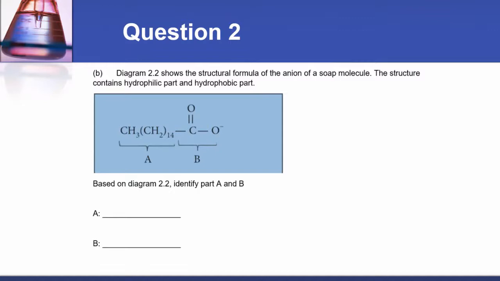The structure contains a hydrophilic part and a hydrophobic part. Based on diagram 2.2, identify parts A and B. The keywords are hydrophilic part and hydrophobic part. Philic means likes water, so it is the ionic part. Phobic means dislikes water, so it is soluble in grease. The hydrophilic part is the one with the ionic end. So A is hydrophobic, and B, the one that likes water with the ionic end, is hydrophilic, with the correct spelling.